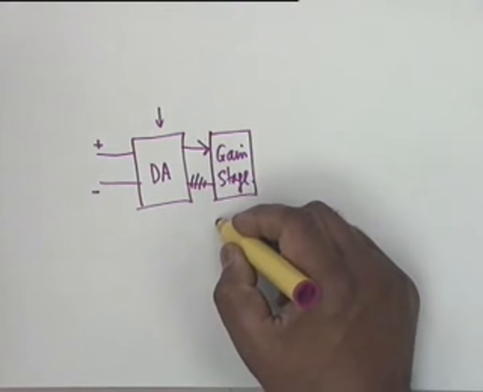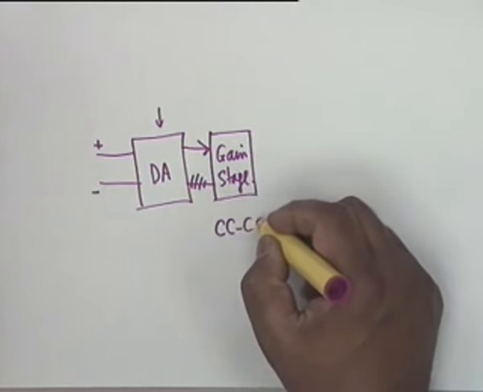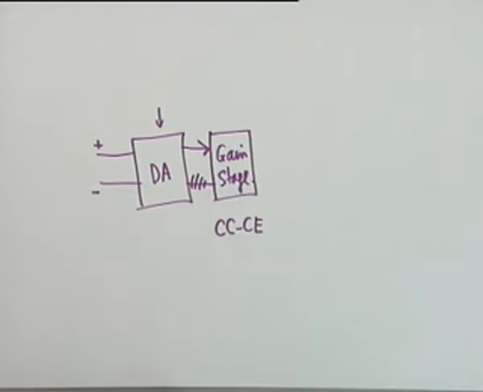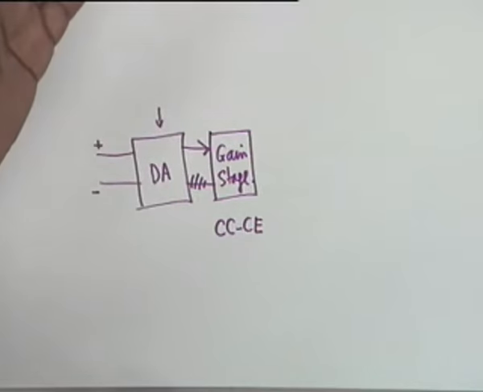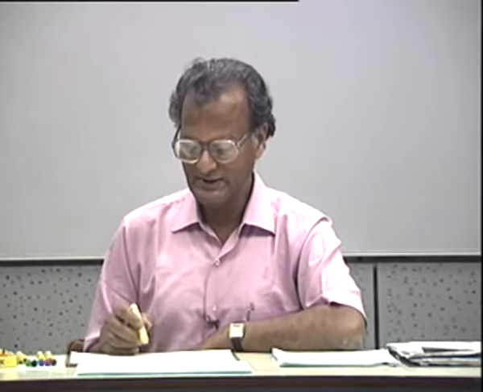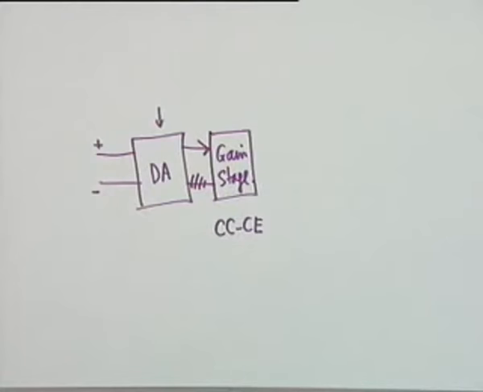The 741 for example has a CC-CE combination, common collector, common emitter. This also aids in broadbanding, but it also supplies a gain. The input stage is CC in order to match a current amplifier to a voltage amplifier. So the input impedance is high, and then the output is a common emitter stage.